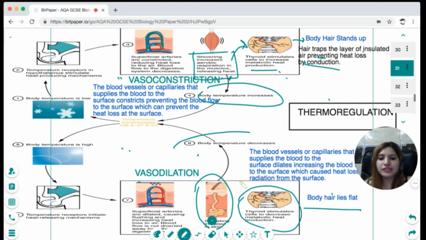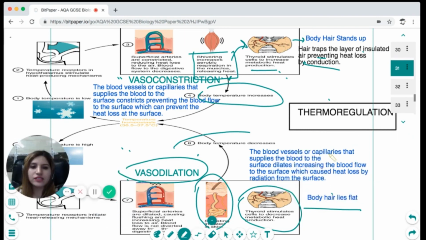So the thyroid stimulates cells to decrease metabolism so that less heat is produced. And then there's vasodilation. What is vasodilation? The blood vessels of the capillaries that supply the blood to the surface dilate so that more blood flows to the surface. And when more blood flows to the surface, it will lose heat by radiation.